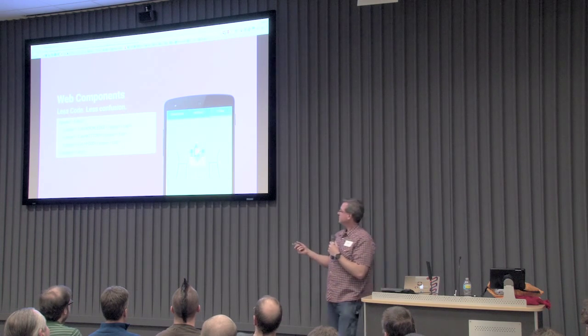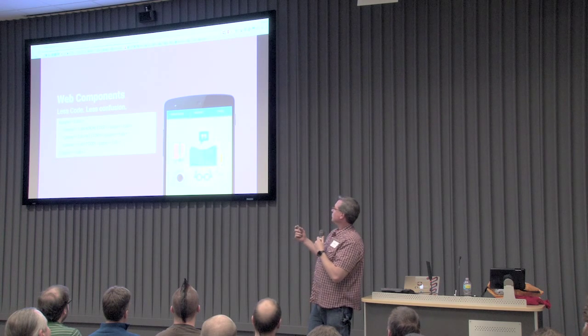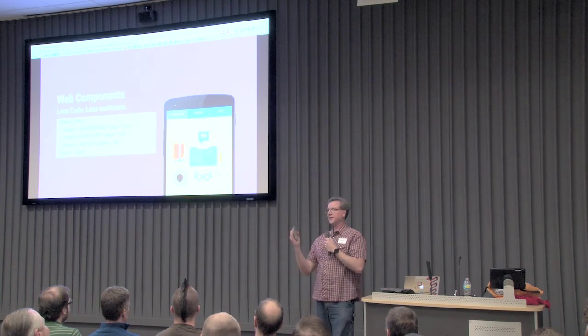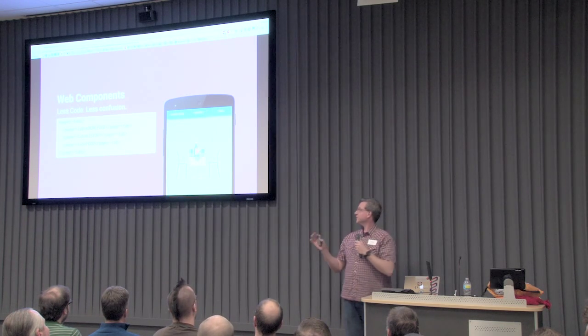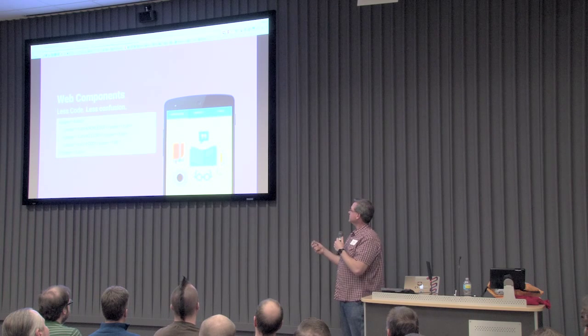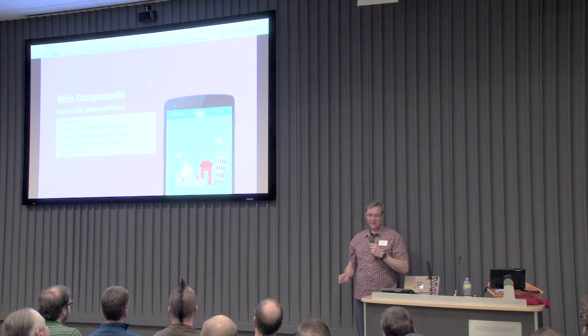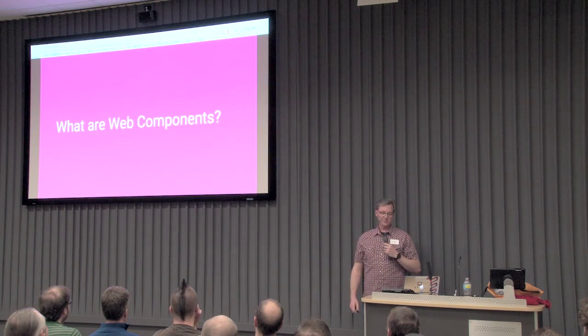One of the Polymer elements is paper tabs, which allows us to quickly have a tabbed page with a nice look and feel, some ripple effect in there. And this is built on the web platform and mixable with other frameworks as well.